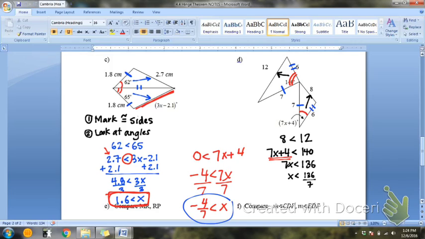So I have this as part of my answer, and this is part of my answer, so let's write it as one big answer. Put your X in the middle, your signs pointing to the left. 136/7, -4/7.